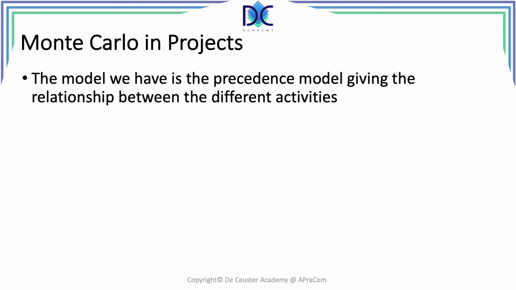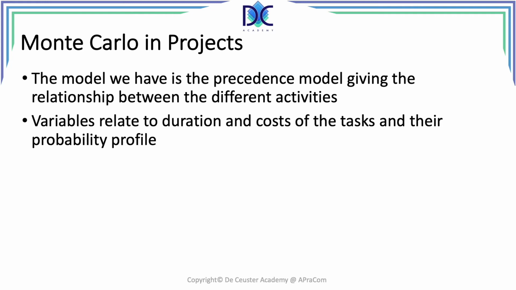In project management, we have a precedence diagram. And here we have the precedence relationship between different activities, and we can identify different paths through the network. Now, the variables that we typically have relate to the cost or the duration of the task, and there is a specific probability profile. We can give any of the activities a probability distribution that corresponds with the characteristics of that activity. And when we have the specialized software, it's possible to define those different probability distributions.